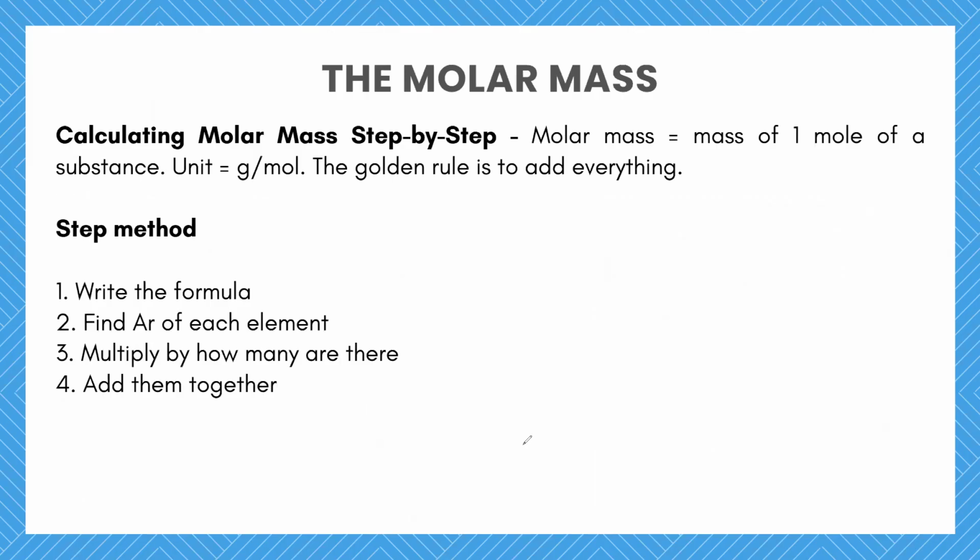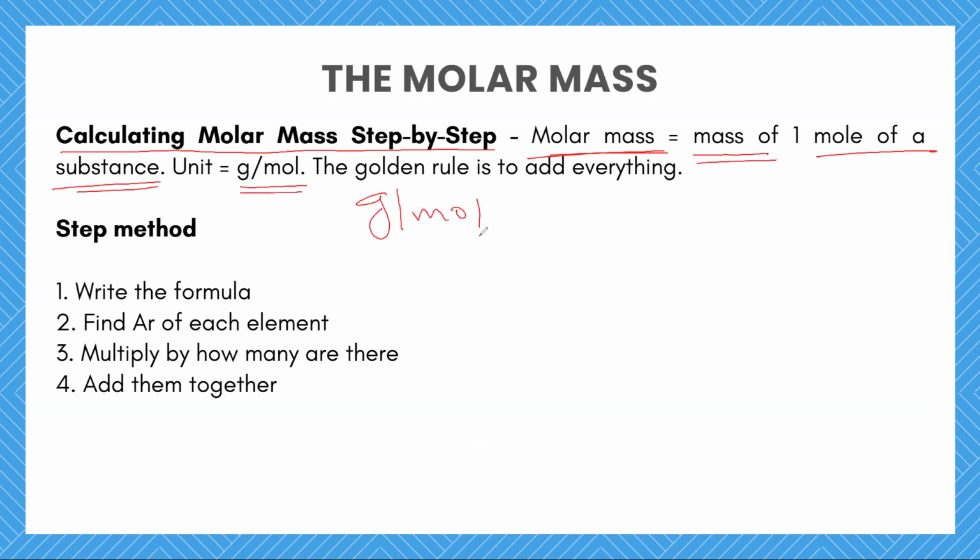The molar mass of a chemical compound or an element can be calculated in a series of steps. Calculating the molar mass step by step. Now, the molar mass of a compound is simply the mass of 1 mole of a substance. In the introductory video of this series, we talked about what the mole is, and the unit is measured in grams per mole, g per mole. That's how it's written. So the golden rule is to add everything, and I'm going to be showing you how the molar mass of a compound can be calculated.